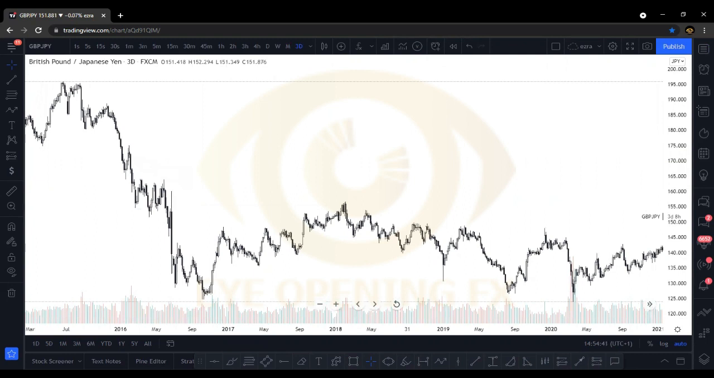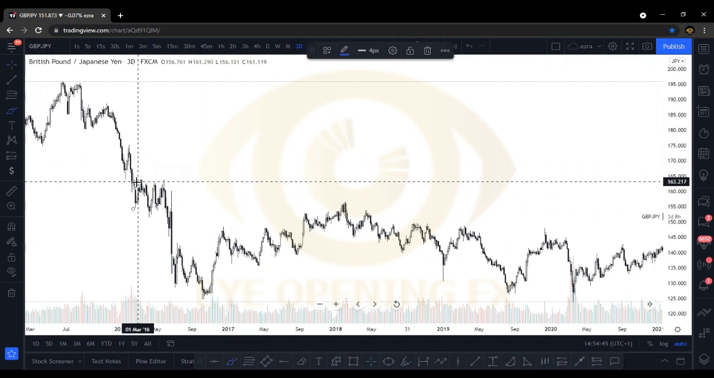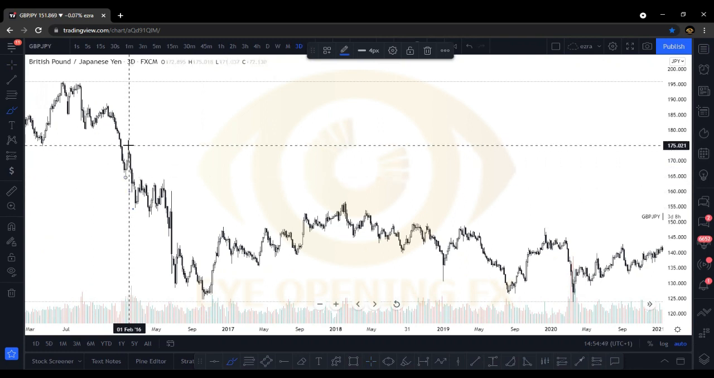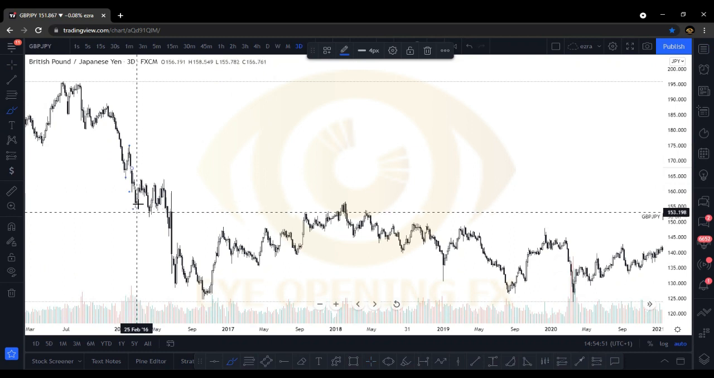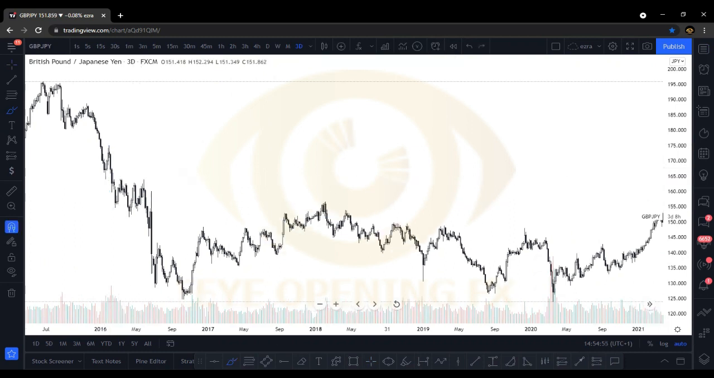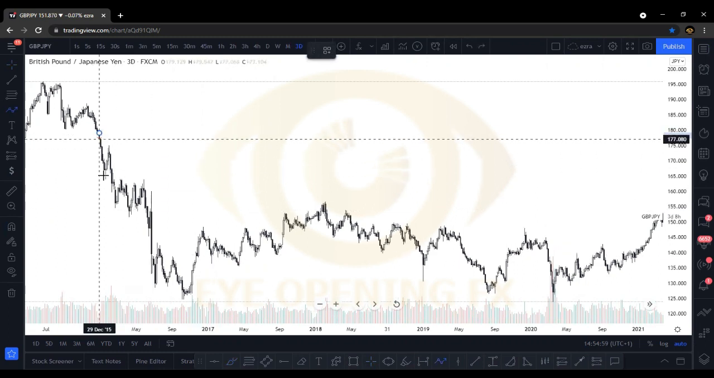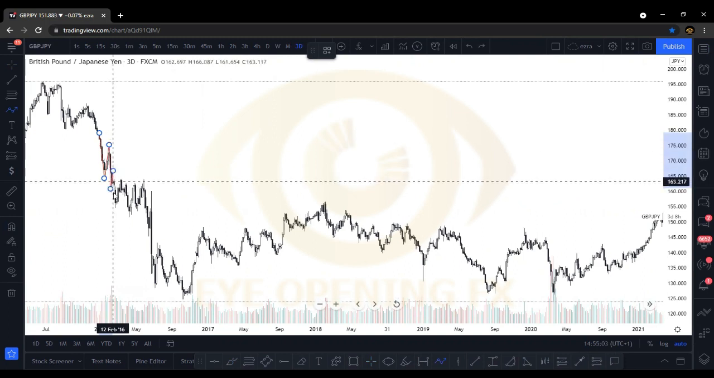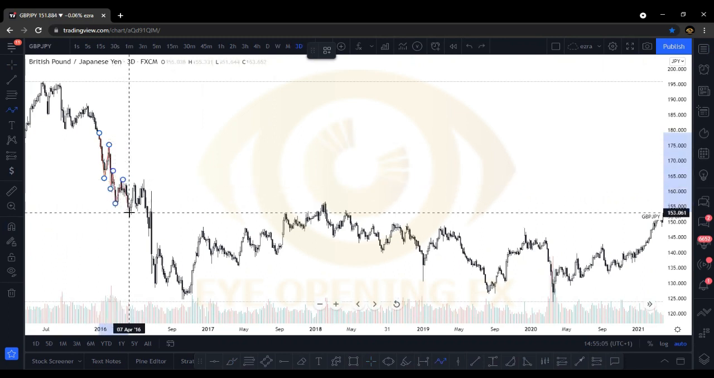So formally, you will understand the structural range around this area. This being our lower low, lower high, lower low, lower high, lower low, lower high, as our structural range. Now you understand that this is our structural range around this area, based on this time frame.